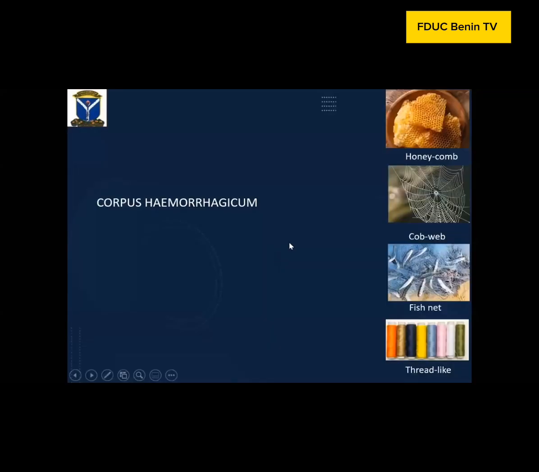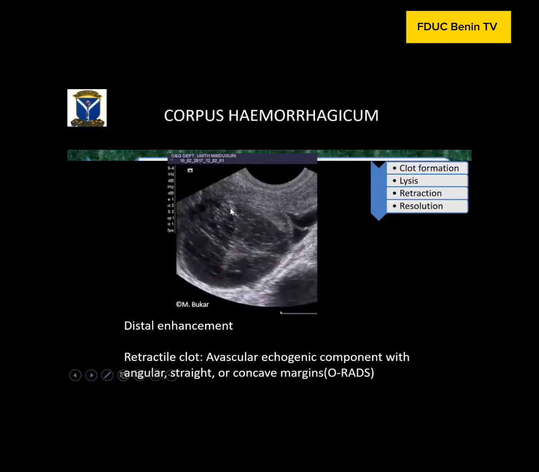People describe corpus hemorrhagicum variously as honeycomb appearance, cobweb appearance, fishnet appearance, or thread-like. Now, this is a hemorrhagic cyst, and generally a hemorrhagic cyst transitions from clot formation to clot lysis to retraction and resolution. One could mistake this for a solid structure, but remember, cystic structures give distal enhancement. Now you can see the distal enhancement here, which suggests that most of the content is fluid.